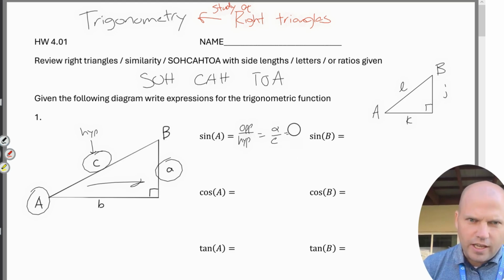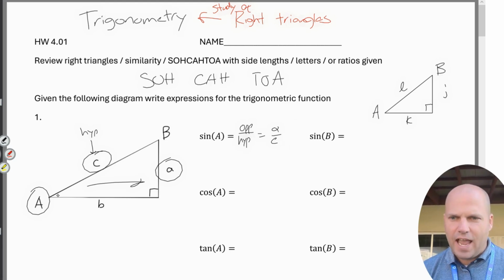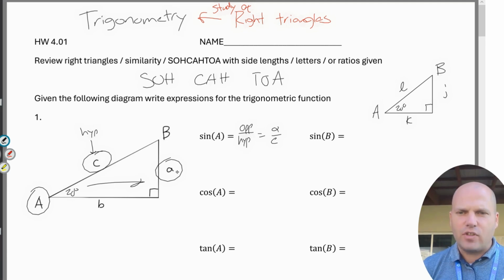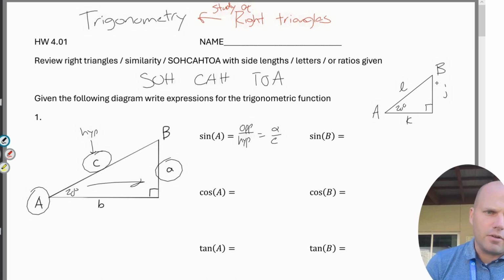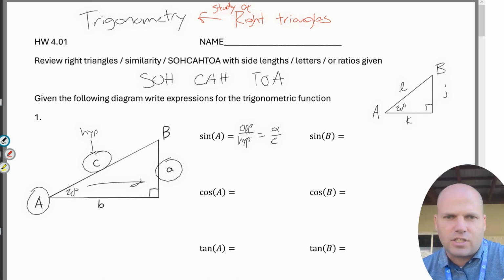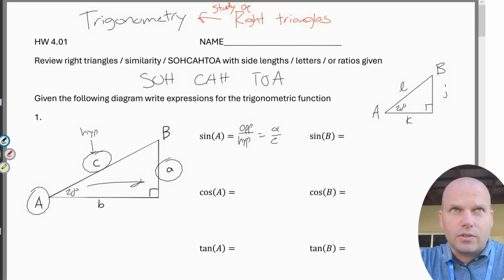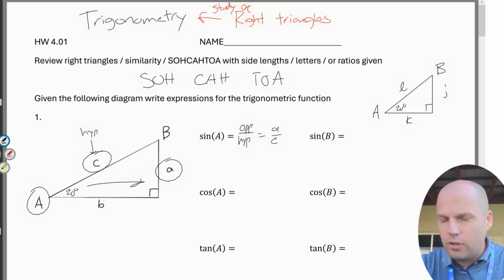Any triangle with this angle, whatever this measurement is, let's say it's 20 degrees, any triangle with a 20-degree angle will have to have this ratio A over C. And that'll equal J over K. And if you know the ratio, boom, you can scale it. And that's all we're doing, we're just talking about ratios of right triangles with angles. That way we can scale things.